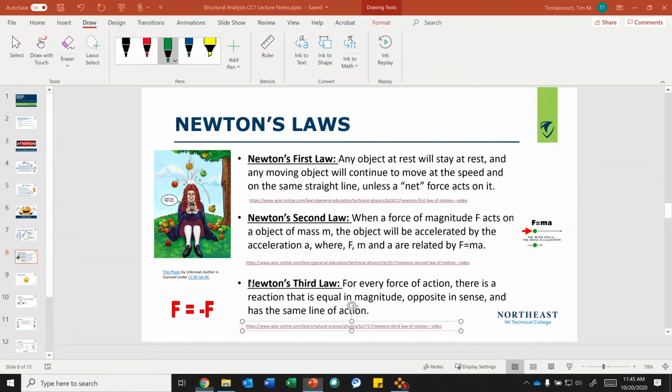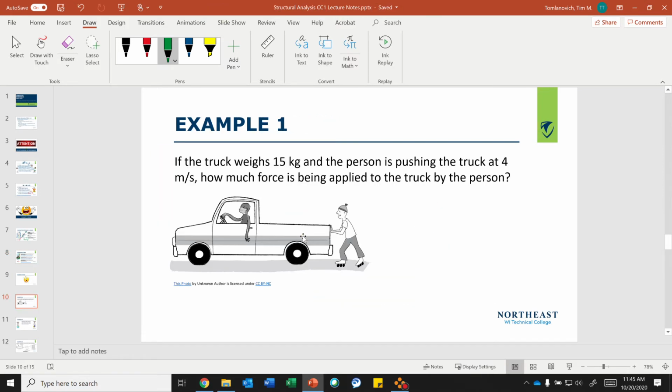Okay, the reason why I think this is good, just to review if you had physics already, is that this explains forces and how these react. We use these laws when we do structural analysis and statics to keep things still, otherwise everything would be moving. Okay, let's do an example.